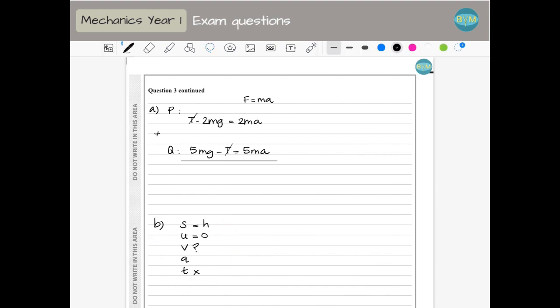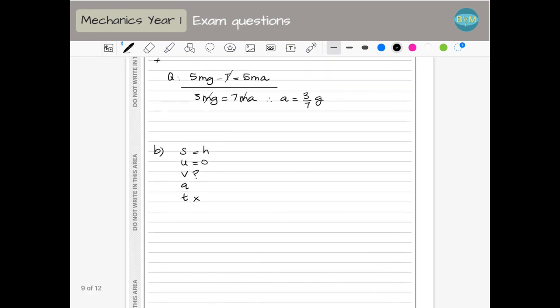So I have 5mg minus 2mg is 3mg, and then 2ma plus 5ma is 7ma. I cancel m, so my acceleration is going to be 3/7 of g. Yeah, we don't need even to find the value. So this acceleration of the first part of the motion is 3/7 of g.